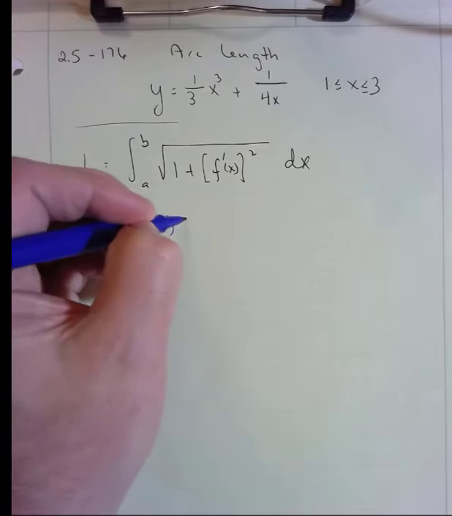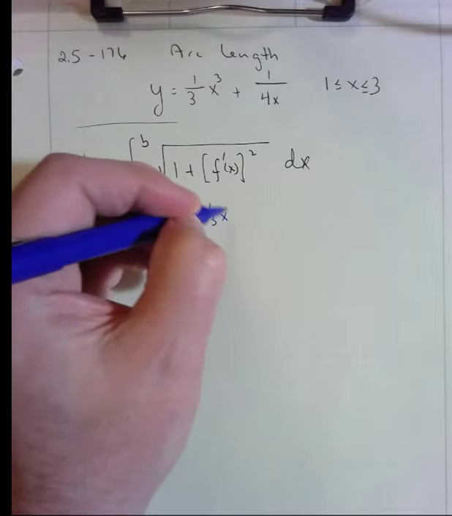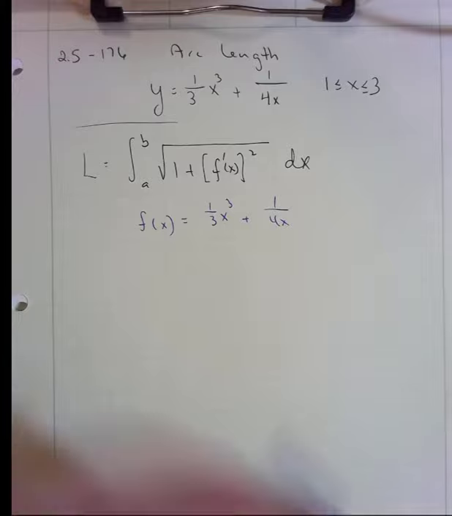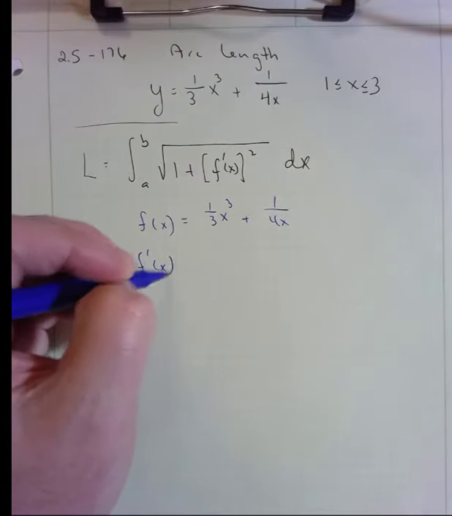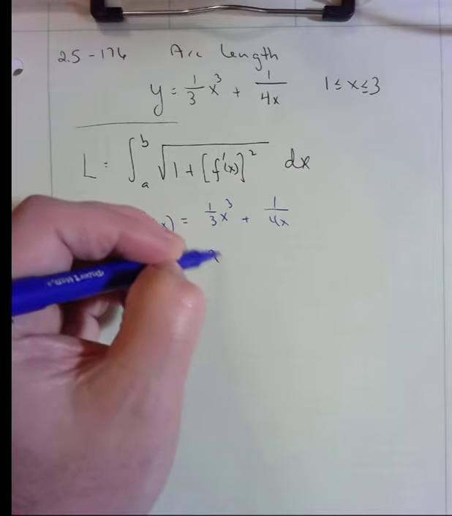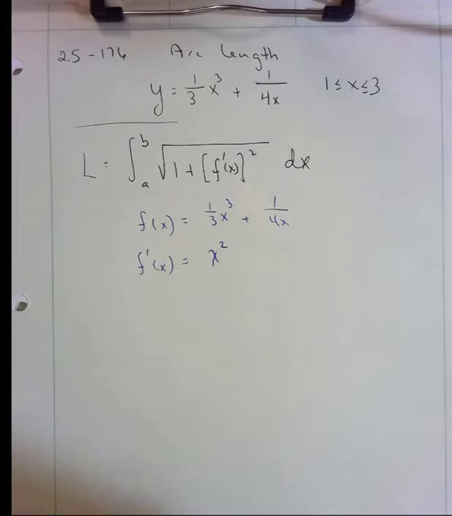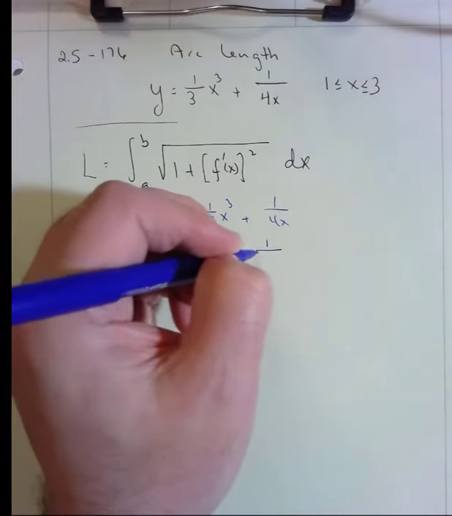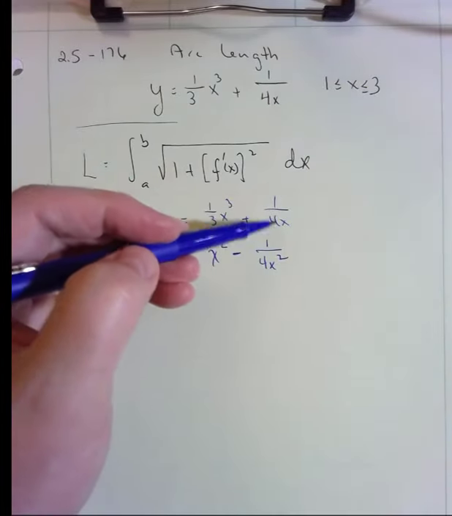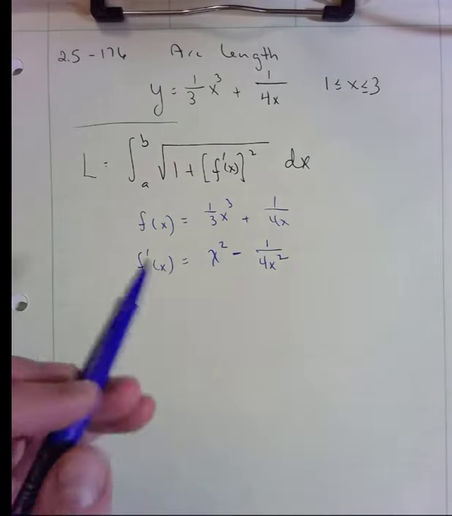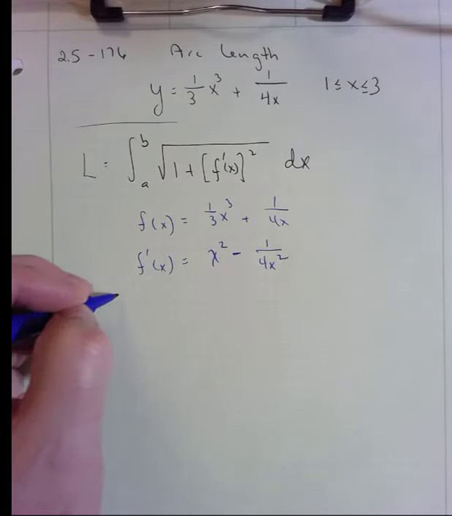So the original function is 1/3 x cubed plus 1 over 4x. The derivative, f prime, is then going to be, this is easy, bring down the 3, get x squared, and then minus 1 over 4x squared, because this is 1/4 times x to the minus 1, so the derivative is negative 1/4 times x to the minus 2. All right, now we've got to square this thing. Ugh.